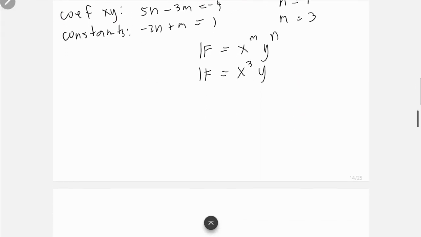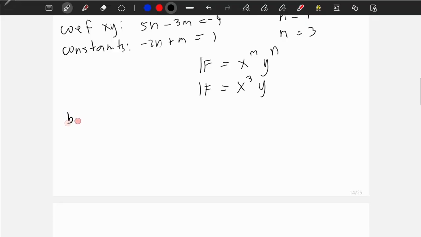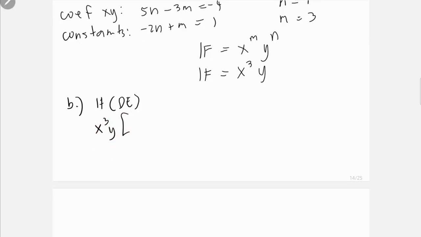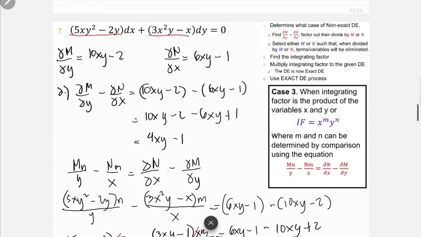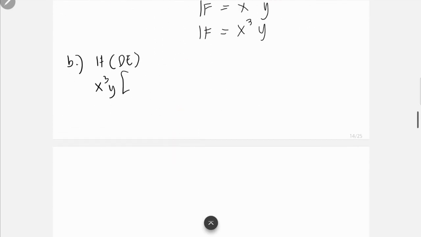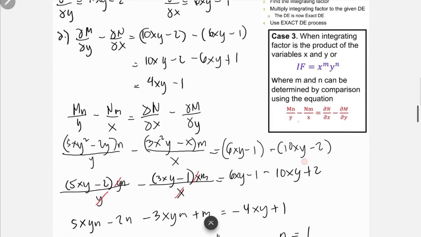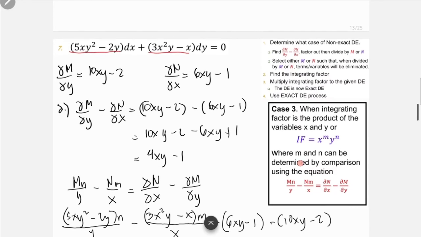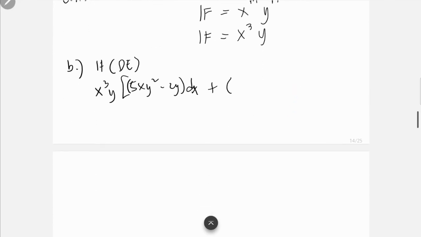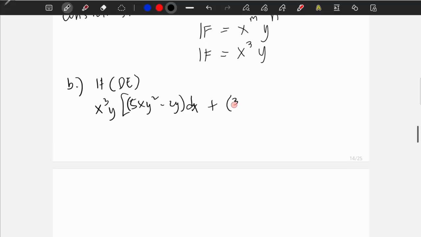Next step is to multiply the IF to the given DE. So, IF times DE. Our IF is x cubed y times the given DE: 5xy squared minus 2y dx plus 3x squared y minus x dy equal to 0.